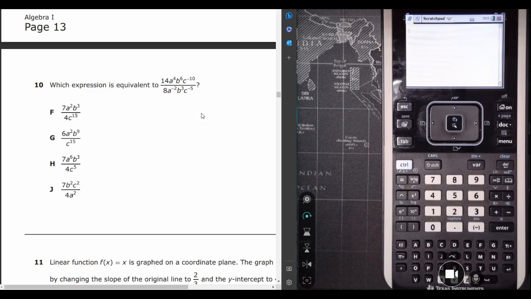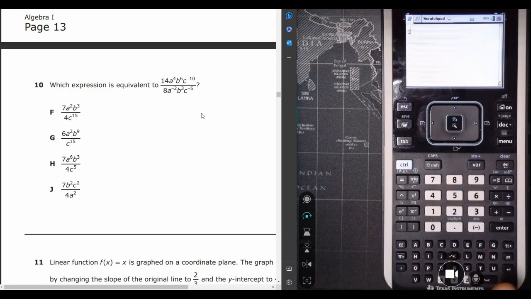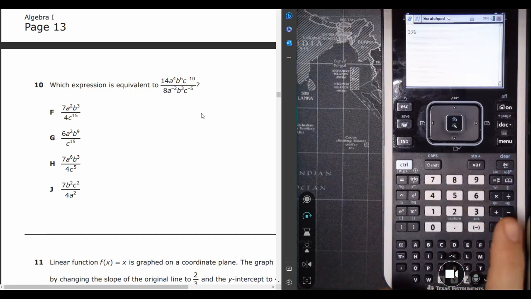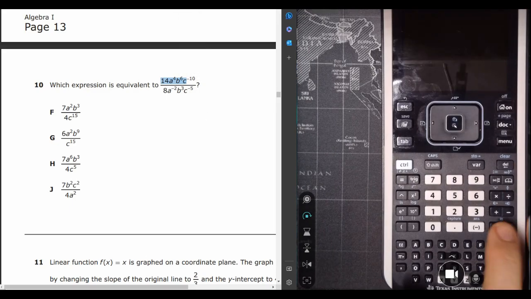Now my favorite numbers to use, I always tell my students to start off with 2 and then go to your next value, which is 3, and then 4, and so on. What I mean by that is every A that I have inside of here, I'm going to highlight it, right? For that A, I'm going to put in a 2. For the B, I'm going to put in a 3. And for the C, I'm going to put in a 4. So let's go ahead and do that right quick.